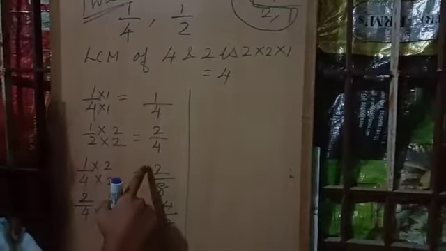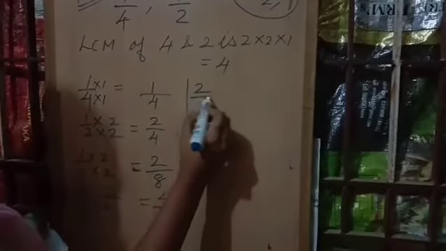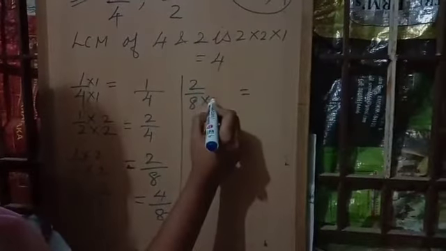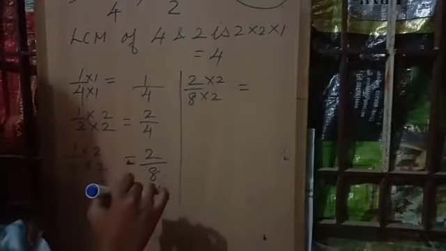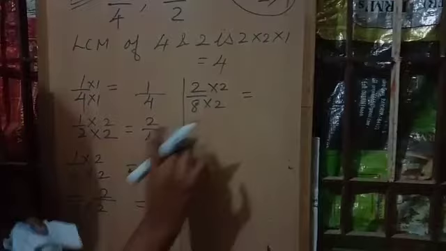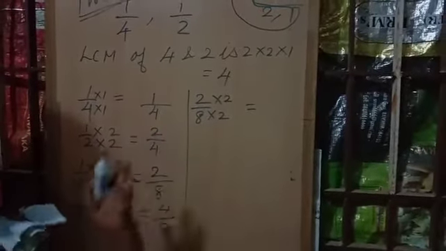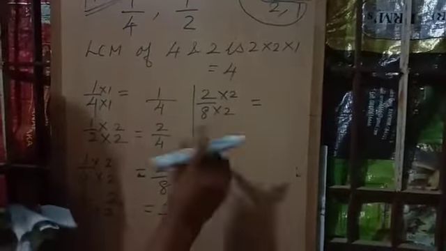I am just going to take this and this. This number I am going to multiply by 2. This number also I am just going to multiply by 2. You can take any number. I am just taking 2. You can take 3. You can take 4. Here I have taken 2.